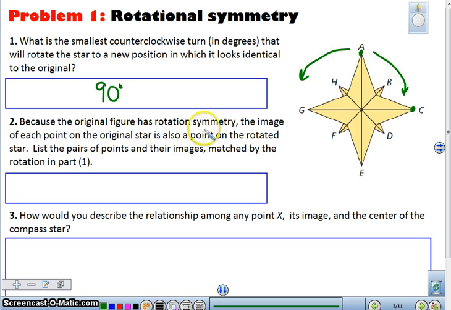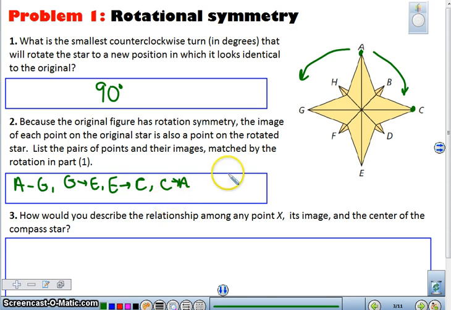It says, because of the rotational symmetry, the image of each point of the star is also a point on the rotated star. List all the points and their images that match in part 1. So A is going to match to G. G matches to E. E goes to C. And then going around, C matches up to A.